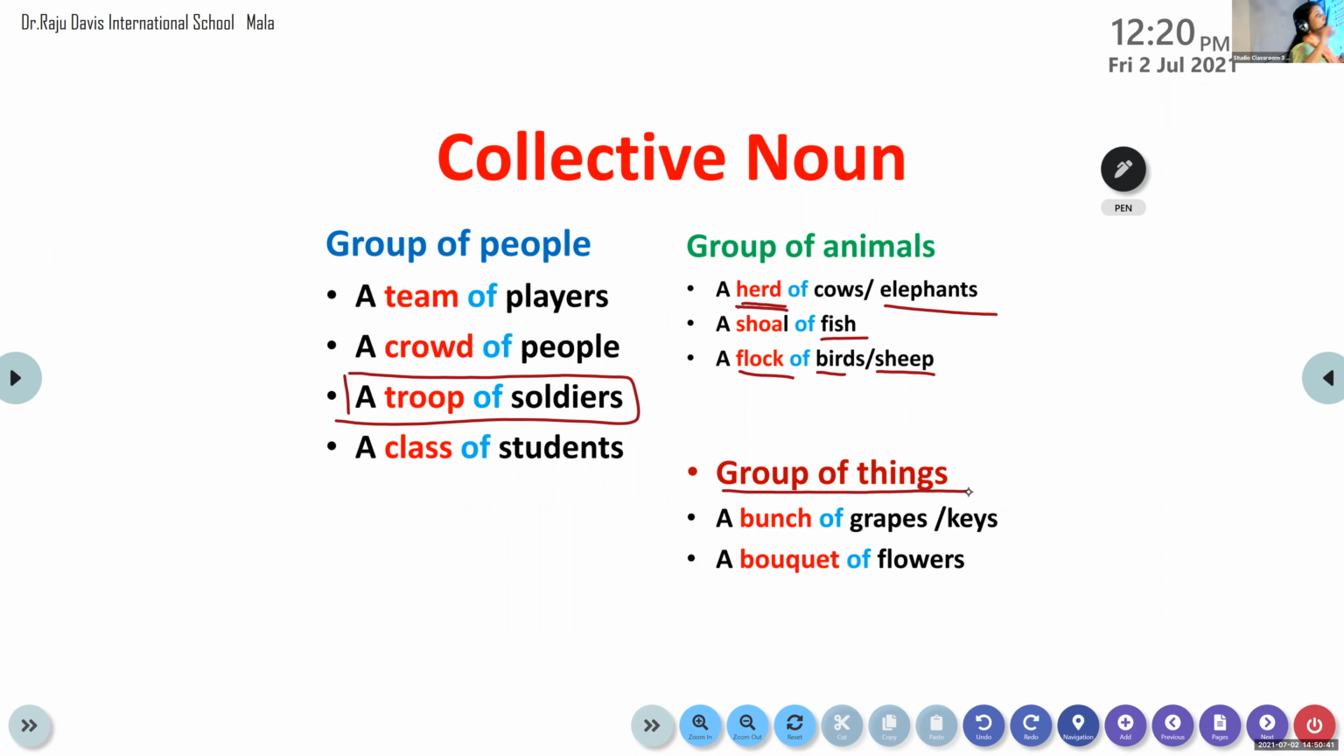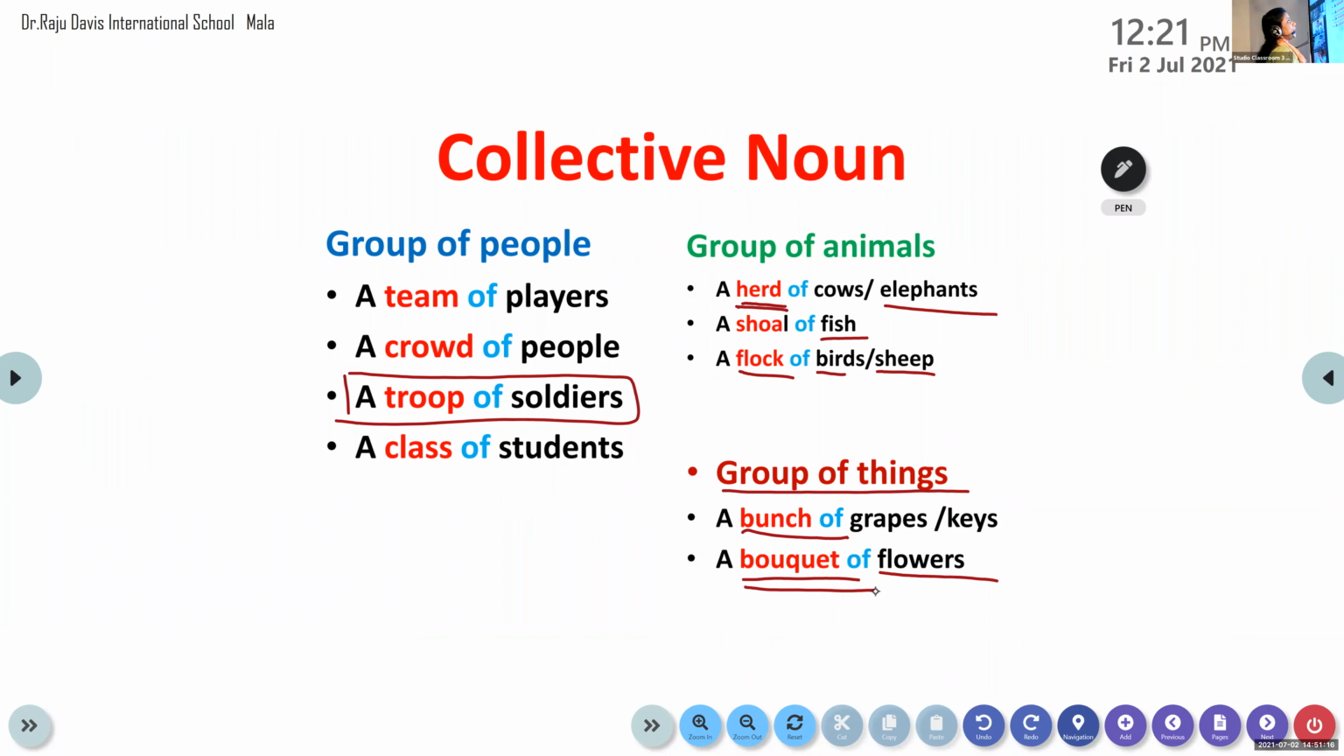And for things, what do we say? A bunch of grapes and a bunch of keys. And for flowers, we say a bouquet of flowers. I've told you all the collective nouns are considered as one single unit, so collective nouns are usually singular. Is that clear to all of you? All collective nouns are considered as singular. So we have to learn this well.